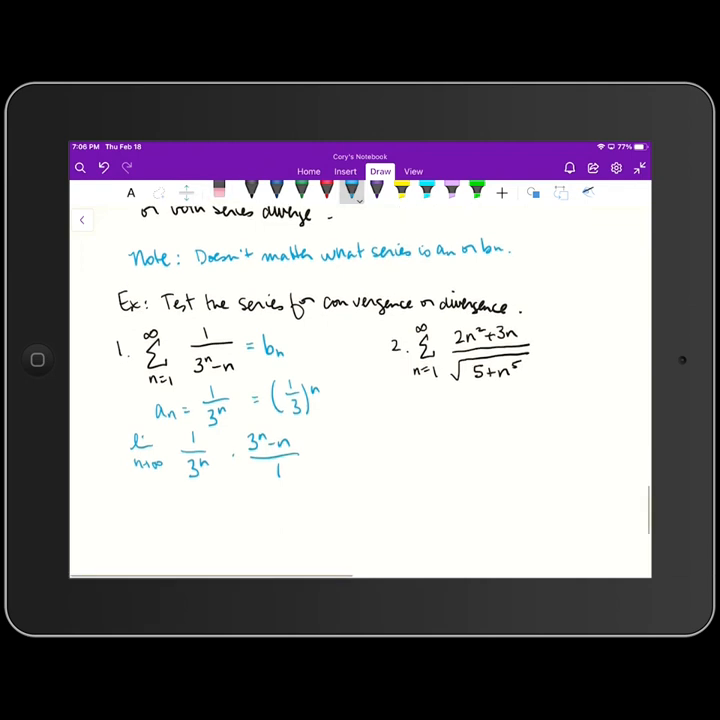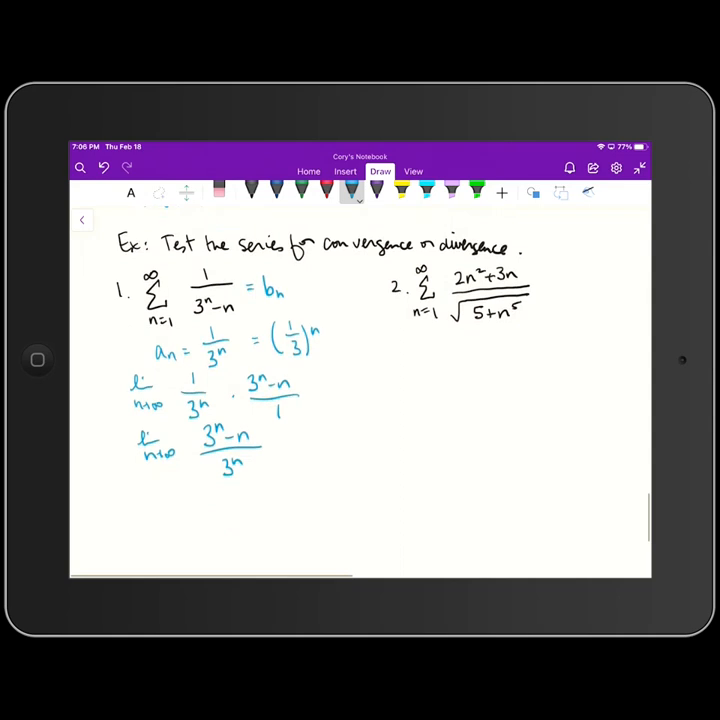Okay, so when we do that, we get the limit as n goes to infinity of 3 raised to the n power minus n over 3 raised to the n power. And then what I'm going to do here is take that fraction and separate it into the difference of two fractions by taking each term in the numerator and writing it over the denominator of 3 raised to the n power. So 3 to the n power divided by 3 to the n power is going to be 1 minus n over 3 raised to the n power.